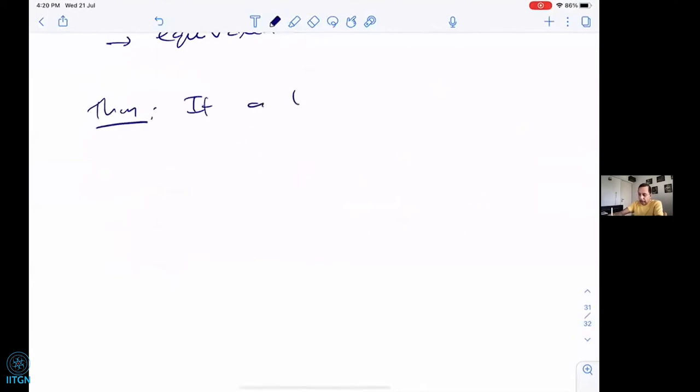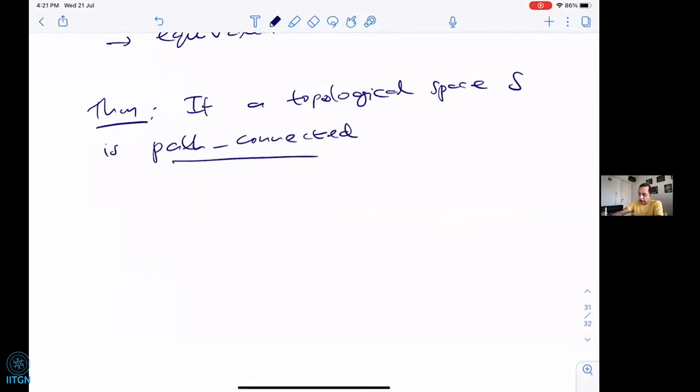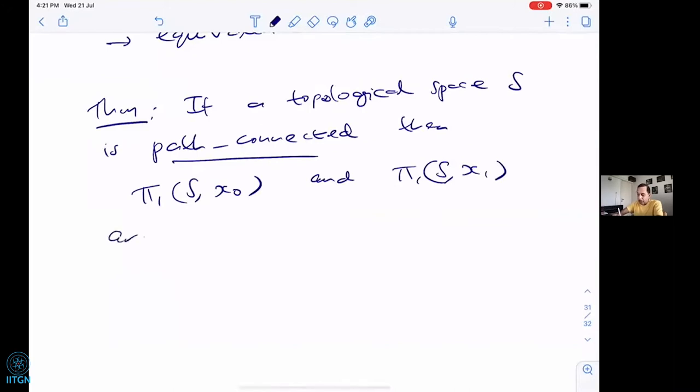If a topological space S is path connected, then pi 1 of S with base point x 0 and pi 1 of S with base point x 1, where x 0 and x 1 are two different base points, are isomorphic as groups. And it's very easy to show this.